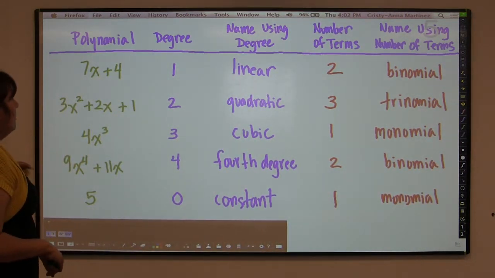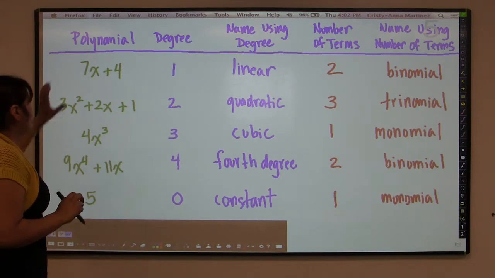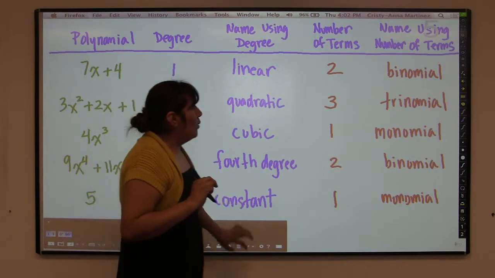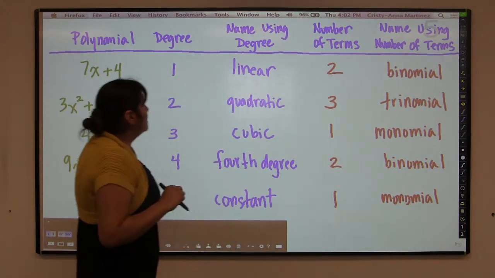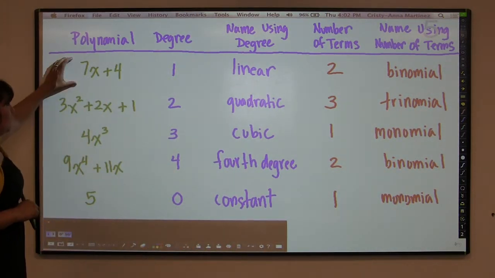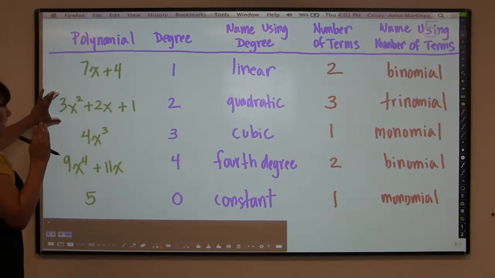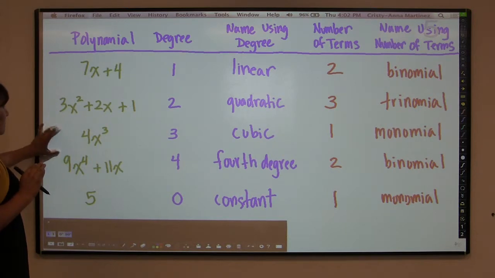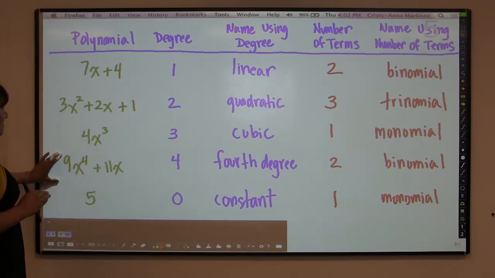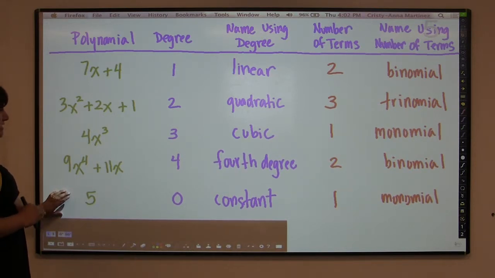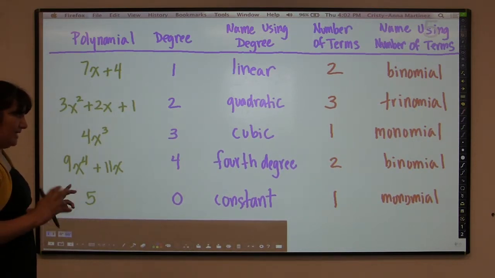So those are the names of the polynomial. So you can give each polynomial 2 names. One name based on the degree and one name based on the terms. So, for example, I would call 7x plus 4 a linear binomial. This one would be a quadratic trinomial. This is a cubic monomial. This is a 4th degree binomial. This is a constant monomial. That's what would be its name, okay?